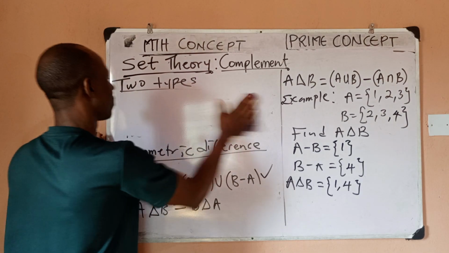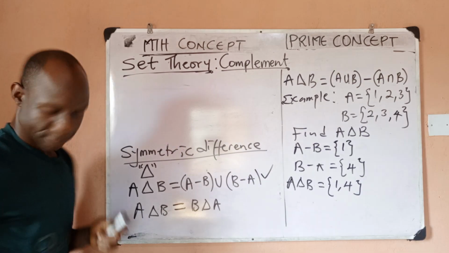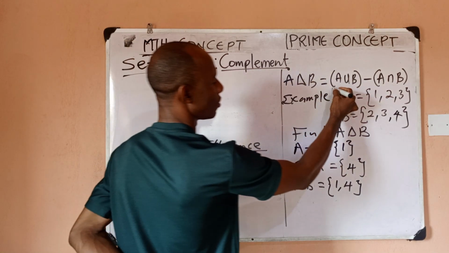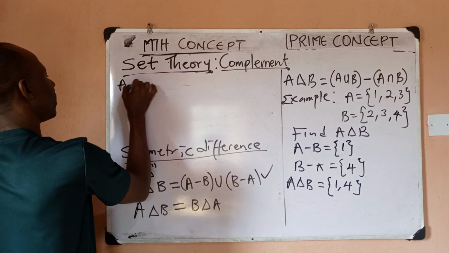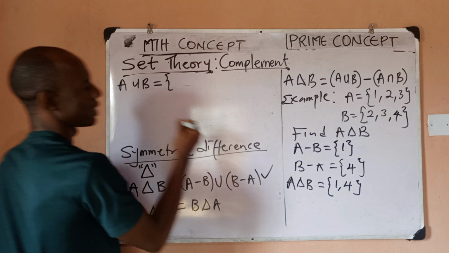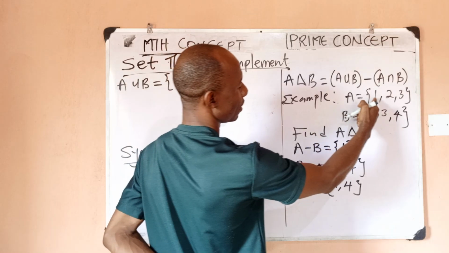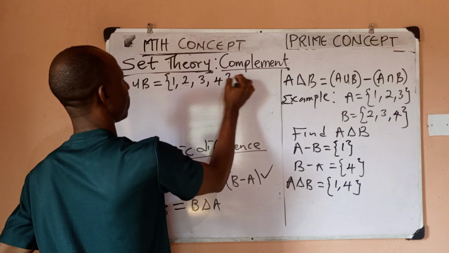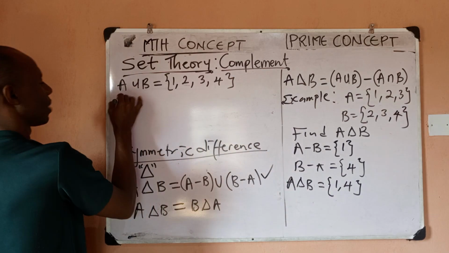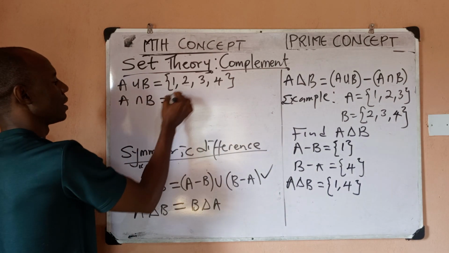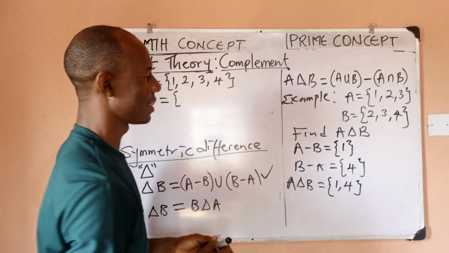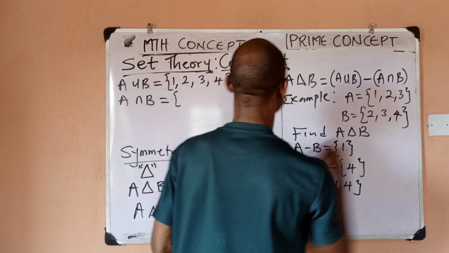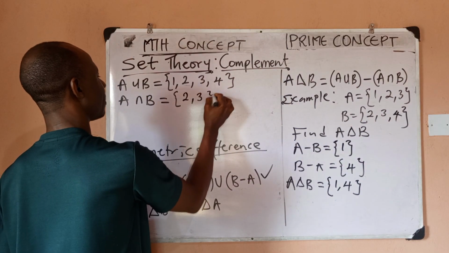Now let's quickly use the other formula to see if we get the same result. For me to use this formula, I need to first find A union B. A union B is a set that combines the elements of A and B, so the elements would be 1, 2, 3, and 4. Then I also need to find A intersection B, a set that contains the common elements in A and B. What do you have in common? You have 2 and 3. So the intersection is {2, 3}.